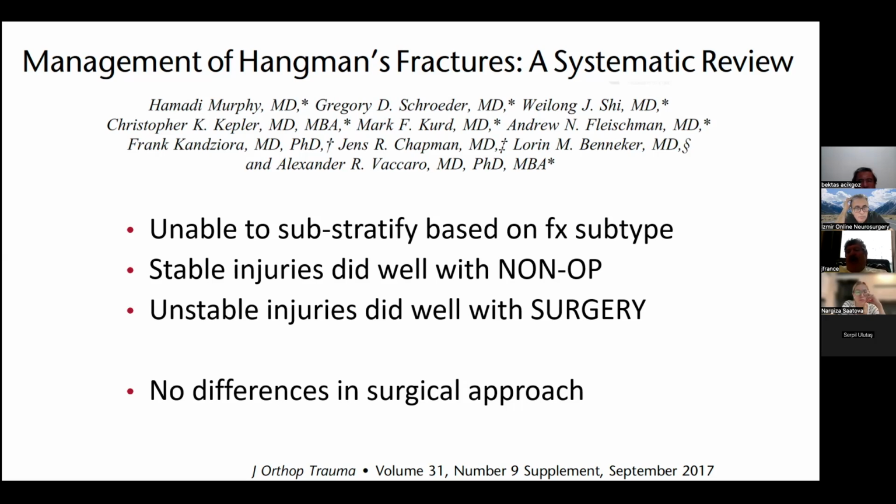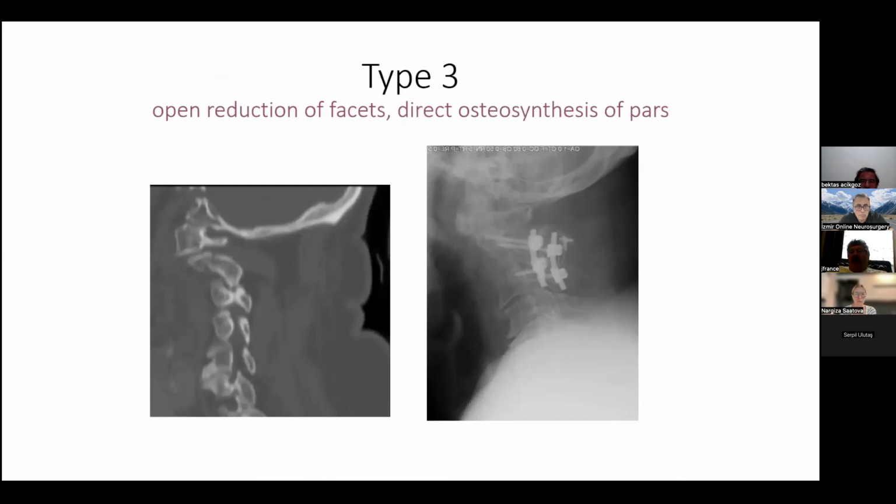The problem with all the papers that say that is, where do we find the difference between stable and unstable? And that's not always a clean line. It may include other factors such as the multi-trauma, the speed of the accident, the age of the patients. And there was no real difference in surgical approach in those series.